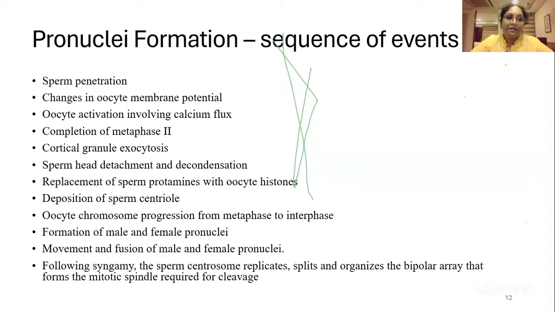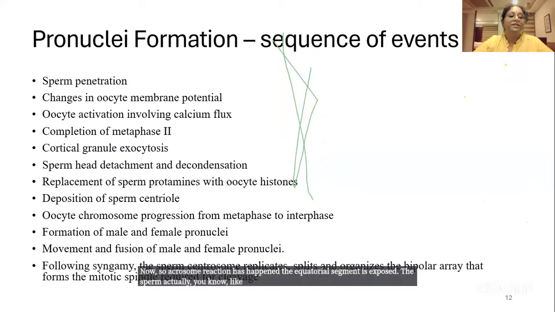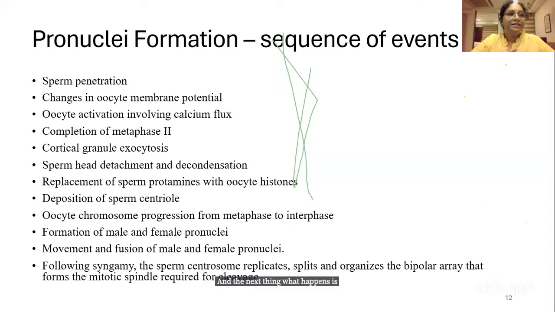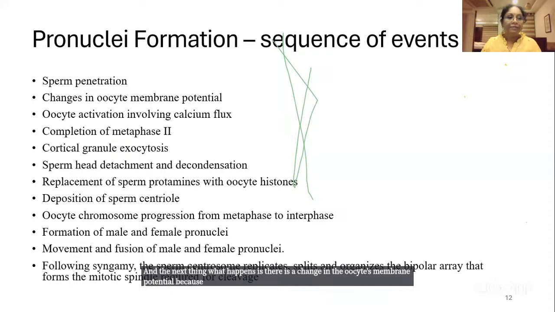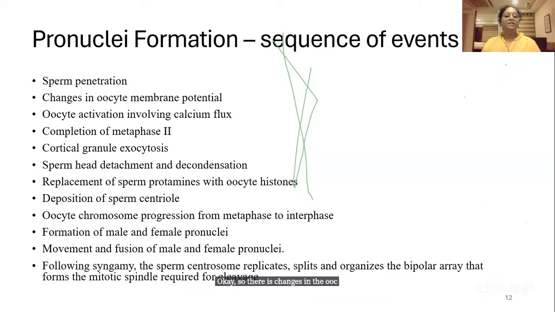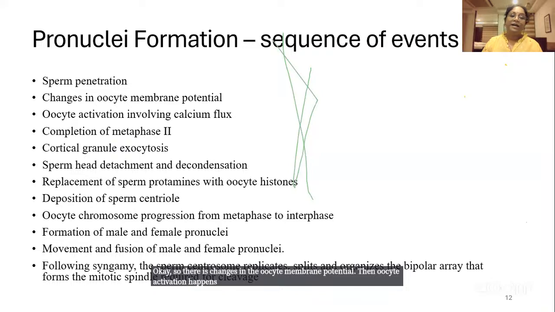Now, the acrosome reaction has happened, the equatorial segment is exposed, and the sperm enters the zona pellucida. The next thing that happens is a change in the oocyte's membrane potential, because these are all biochemical. It's not a single phenomenon here. You have a lot of activities going on simultaneously in the creation of this life. So there are changes in the oocyte membrane potential. Then oocyte activation happens along with calcium flux.